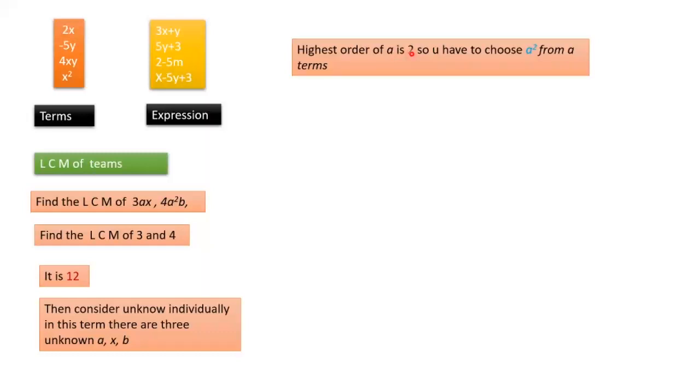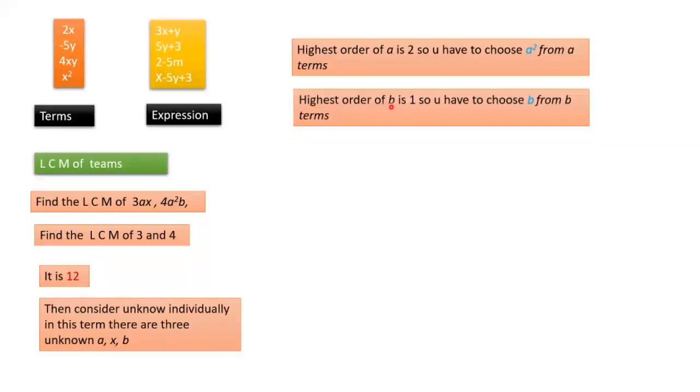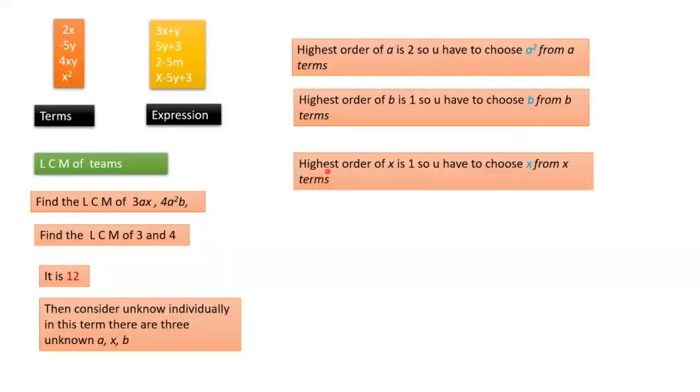Then you have to figure out the largest index of the unknowns. You think about the unknowns individually, then what is the largest index. So in the case of a, you check a. a squared is the larger one. Easily you can find it. a squared from the a terms. Next, the highest order of b is 1. Check b. Yes, it only has 1. There is no other higher order. The highest order of x is 1, so you choose x from the x terms.